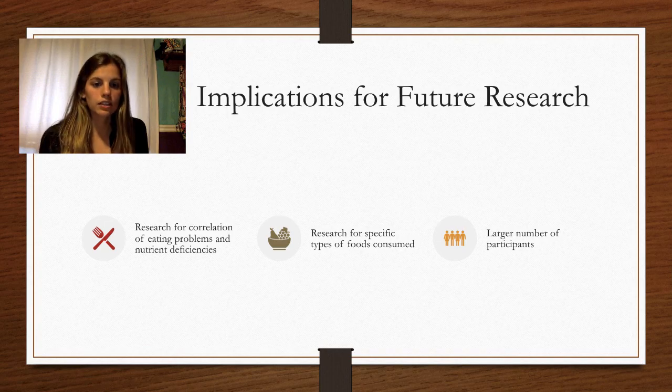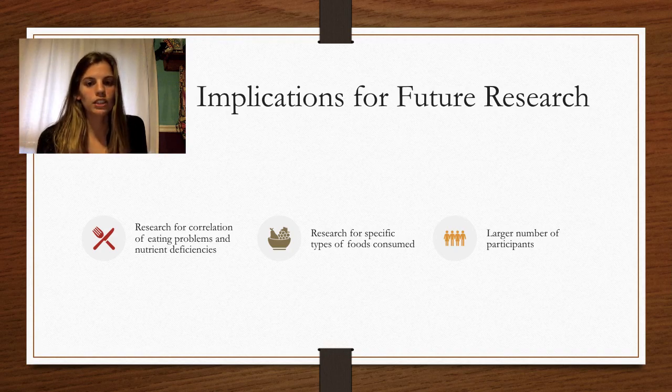For the implications for future research, I would suggest that more research needs to specifically look at the correlation of eating problems in autism and how those specifically affect nutrient deficiencies. Many of the articles looked at the nutrient deficiencies for children with autism, as well as the prevalence and types of feeding problems. They suggested the possibility of these feeding problems causing the deficiencies. However, there were very few articles that identified feeding problems causing these deficiencies specifically.